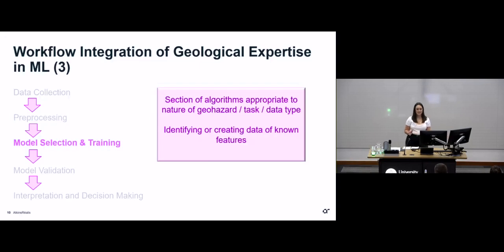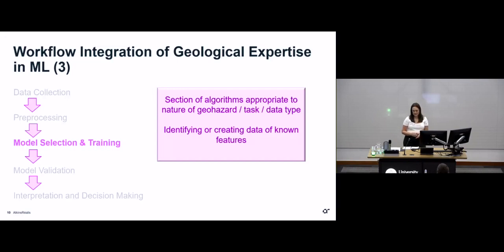So model selection and training. Obviously, there isn't a one-size-fits-all to model selection. As you know, from the posters and the talks, everyone's selected their most suitable models. The types of models depend on the nature of the geohazard, the task and the data type, as well as how linear or complex the data is. Something that can handle multiple data types, like decision tree based, is also used in industry.